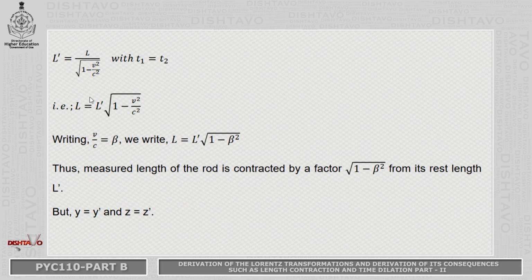Therefore, L is L dash times square root of 1 minus v square by c square. And writing v by c as beta, we write L equal to L dash times square root of 1 minus beta square. This is like a contraction factor. Thus, the measured length of the rod is contracted by a factor square root of 1 minus beta square from its rest length L dash, but y equal to y dash and z equal to z dash.